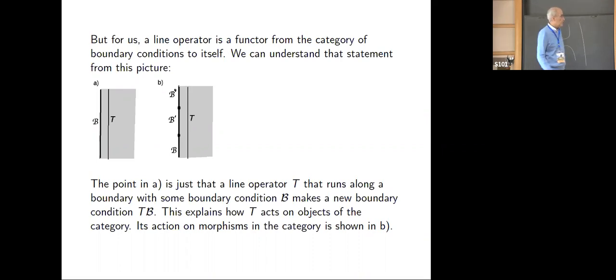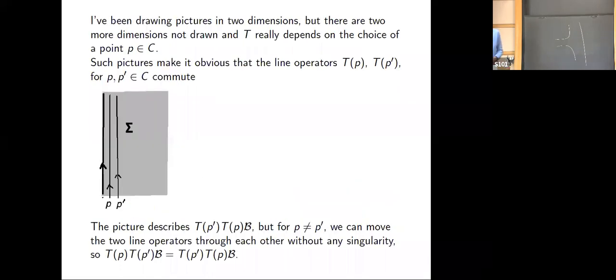That's a picture representing an element of Hom from B to B prime, and then another dot, Hom from B prime to B double prime. And the picture is meant to tell you that a morphism from B to B prime, if I compose it with T, will give a morphism from TB to TB prime, obeying whatever axioms you think it should obey. So I've been drawing pictures in 2 dimensions, but remember, there are 2 more dimensions not drawn, and T really depends on the choice of a point in C.